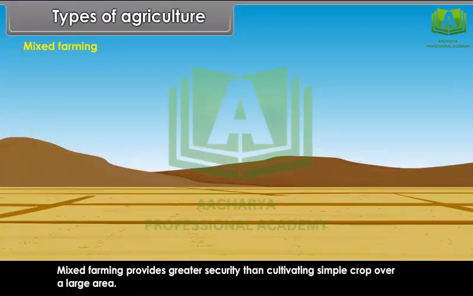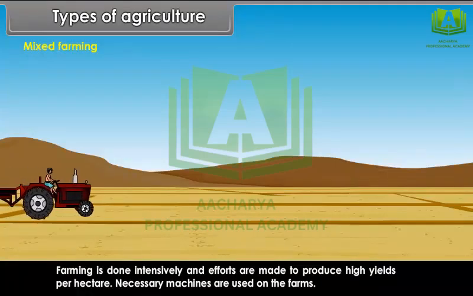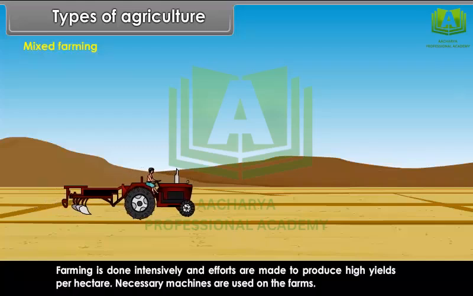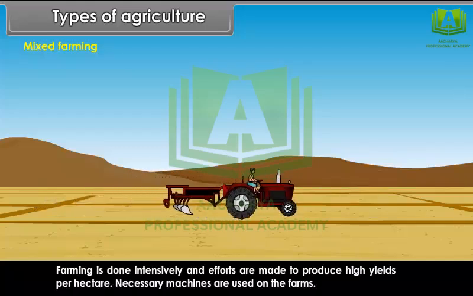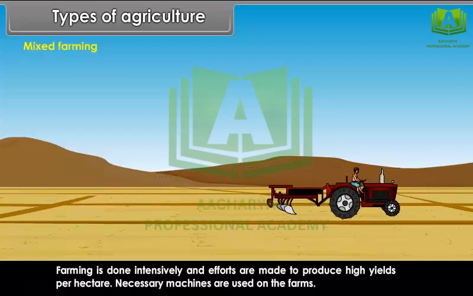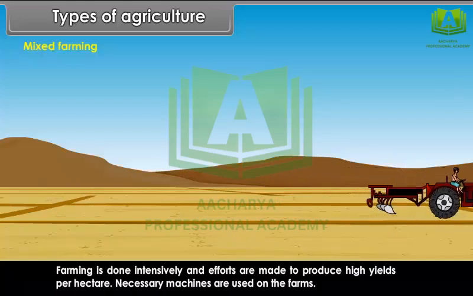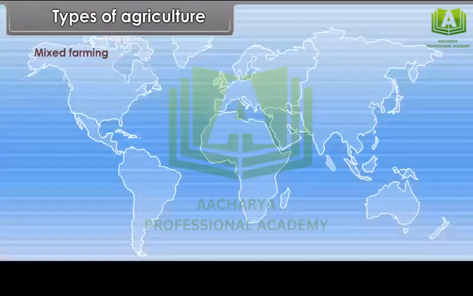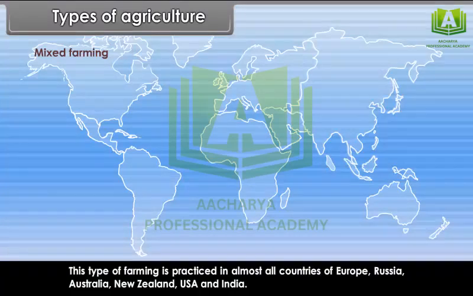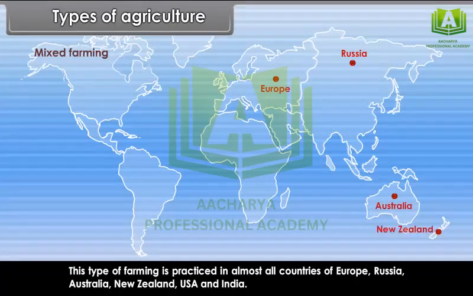Mixed farming provides greater security than cultivating simple crop over a large area. Farming is done intensively and efforts are made to produce high yields per hectare. Necessary machines are used on the farms. This type of farming is practiced in almost all countries of Europe, Russia, Australia, New Zealand, USA and India.